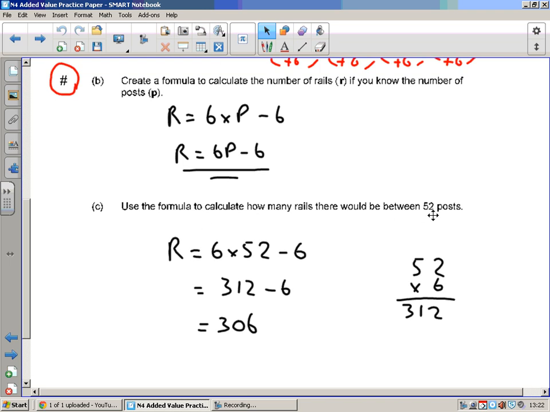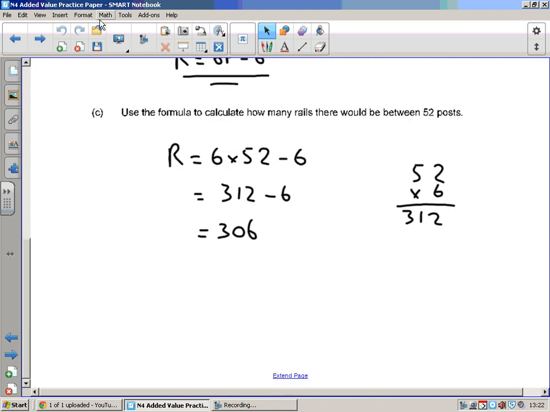Again, you must use the formula there. That's why you're being asked to do the formula, so you can work out how many rails you'd need if there were a lot of posts. That's the whole point of working out the formula.